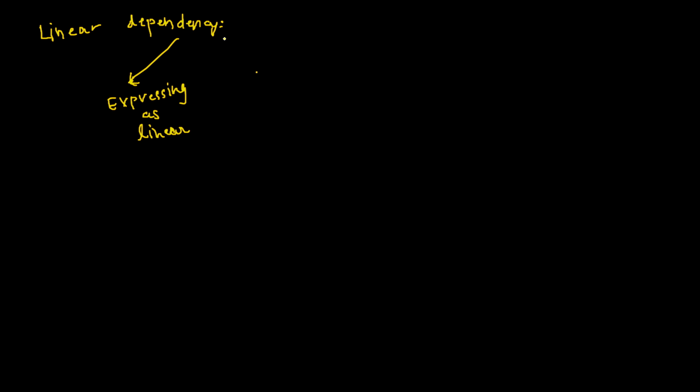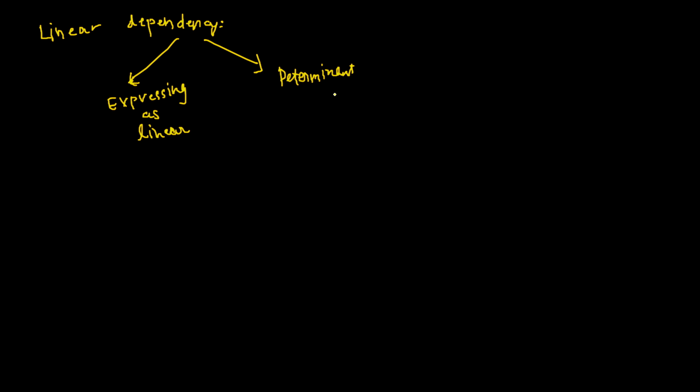Alright, so we are almost done here. The last topic is linear dependency of vectors. Here what you have to do is check whether two vectors are linearly dependent or not. There are two different methods. The first one is expressing it in the form of a linear equation, and the second one is using the determinant.